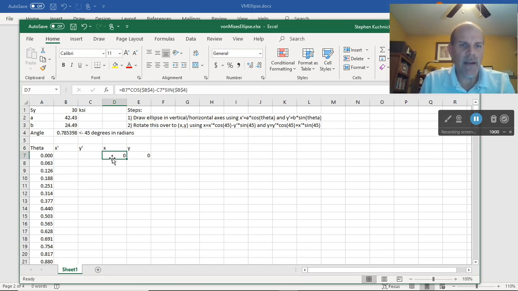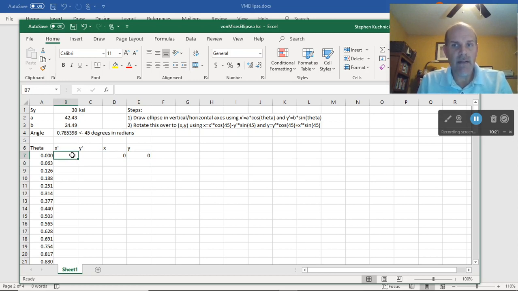It's just easier to leave it as radians, minus y prime times the sine of that 45 degrees, and y, the order's changed, but that's because I copy-pasted it over, is equal to y prime times the cosine plus x prime times the sine. Okay, that's going to work. All we have to do now is use that a cosine theta and b sine theta equations.